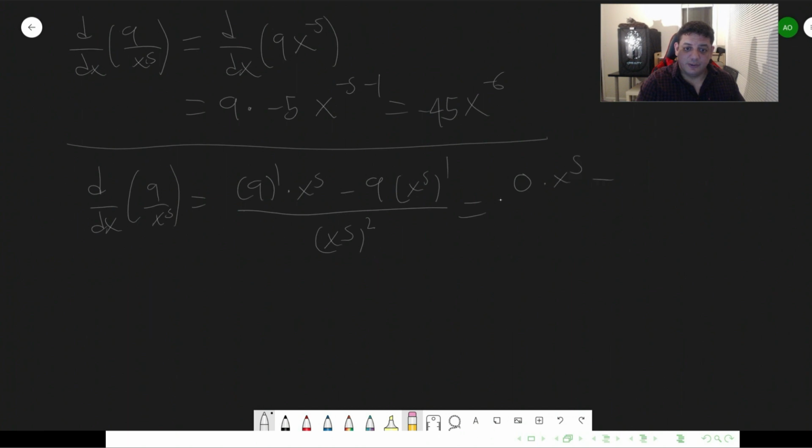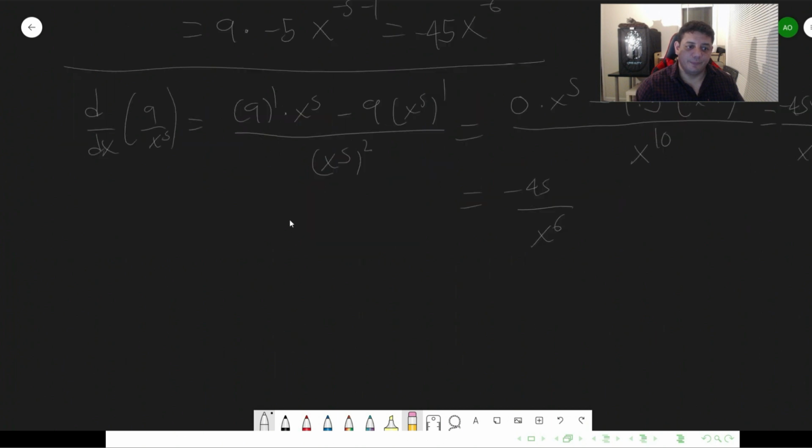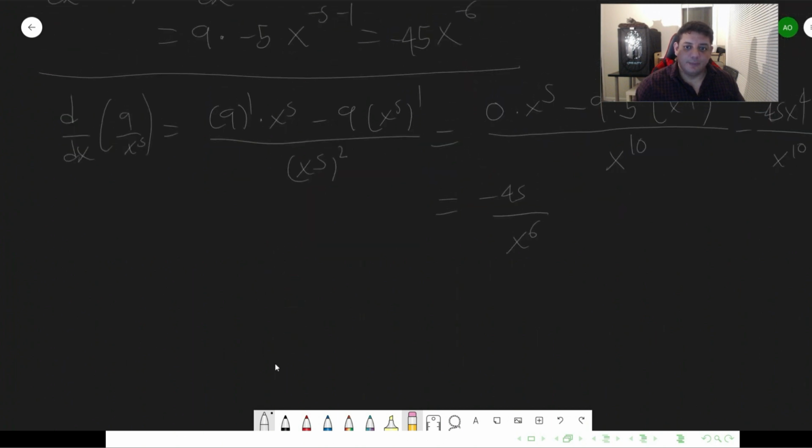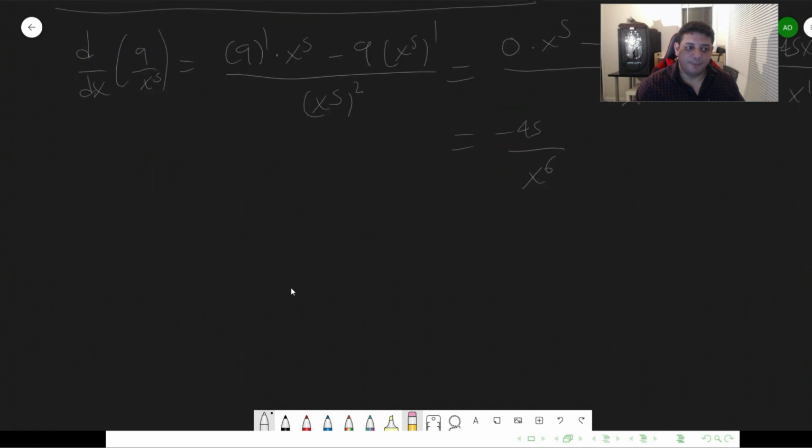So 0 times x to the 5 minus 9 times 5. And then we get here x to the 4. And then we get here x to the 10. And at the very end, we can see that this is minus 45 x to the 4 over x to the 10, which is going to be pretty much equivalent to minus 45 x to the 6 on the bottom, which is exactly the same as what we have here. Okay.